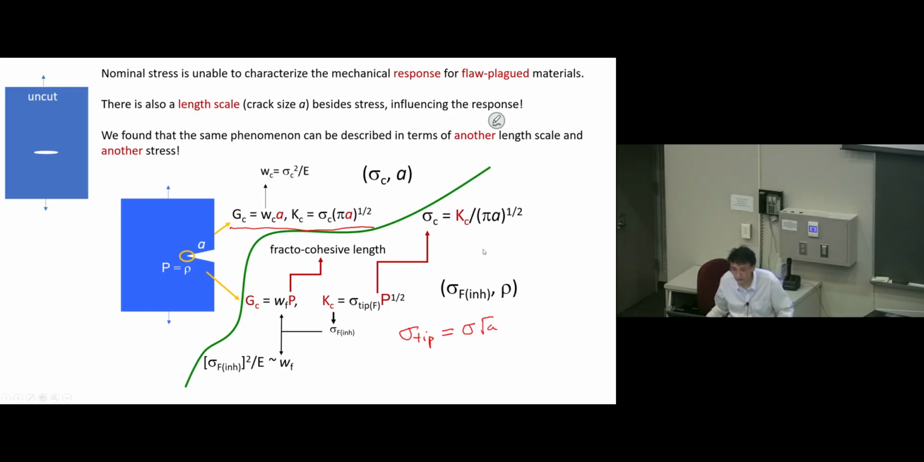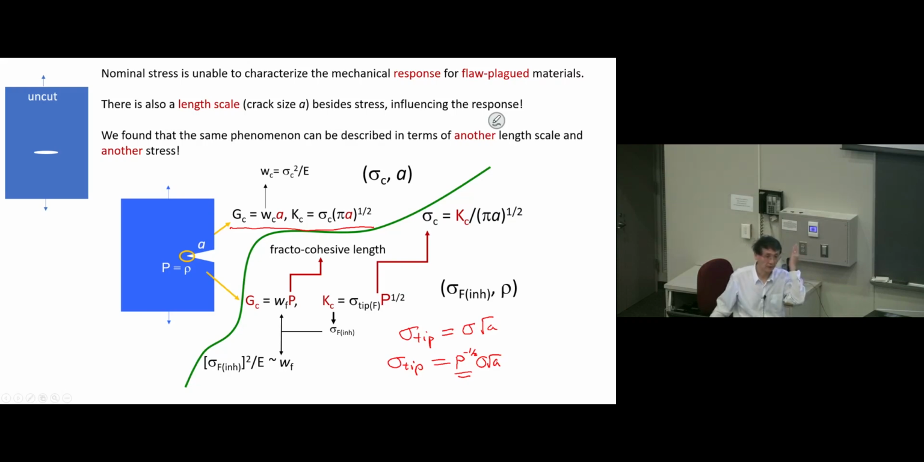I cannot erase it. So basically, the tip stress, if you plot your data as a function of sigma times A, you find they are linearly related. That's this plot I showed you before. And the linearity by definition is a constant that has the dimension of square root of length, just by definition.